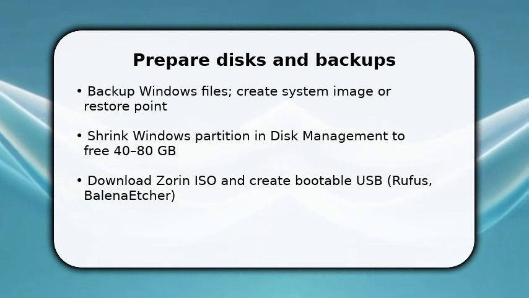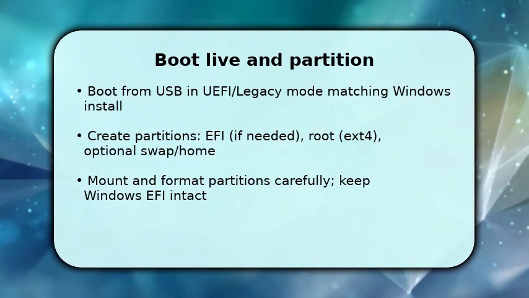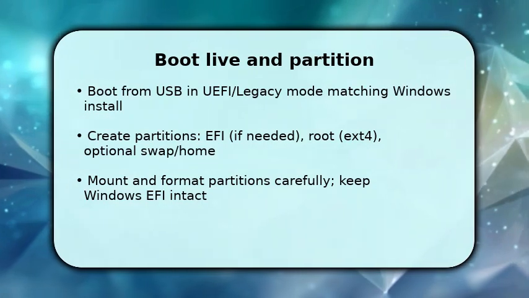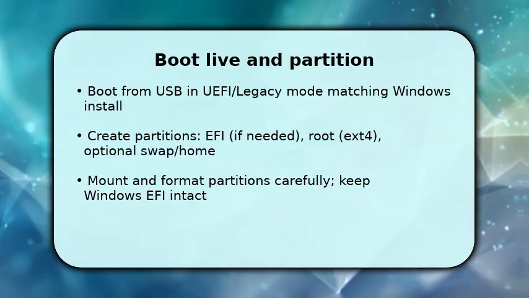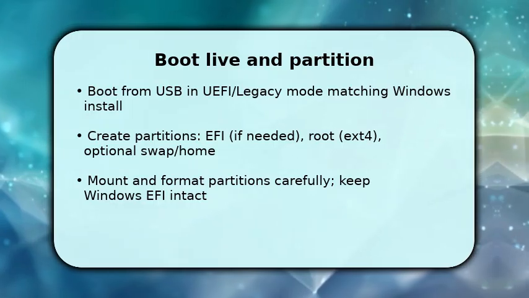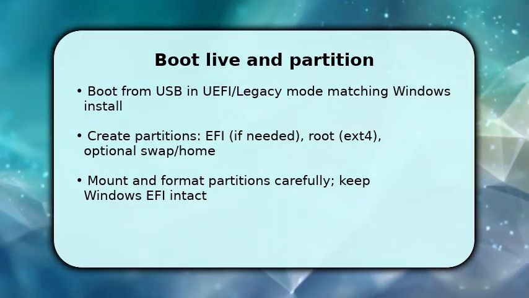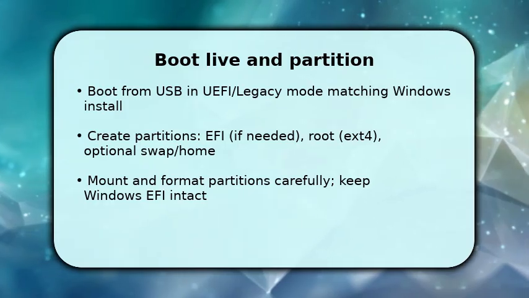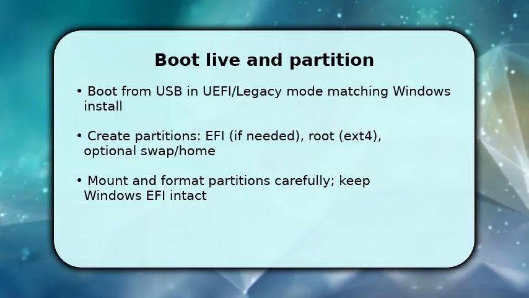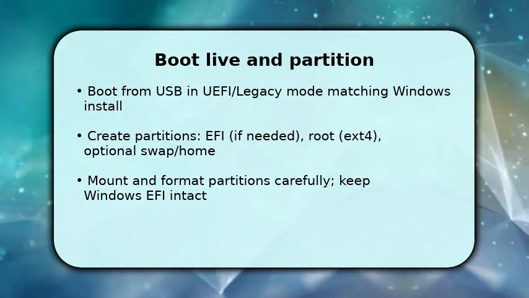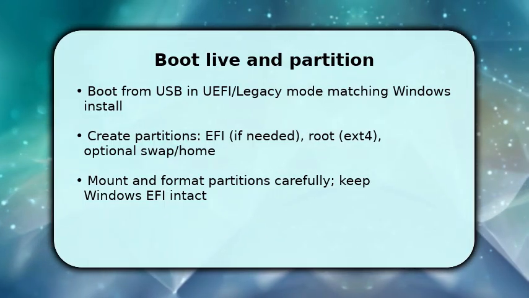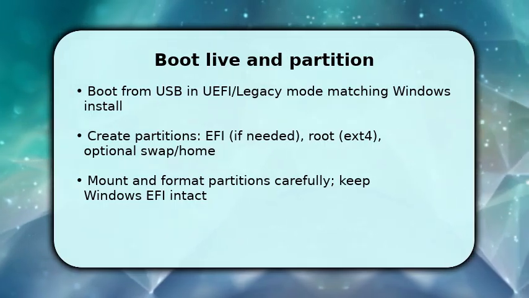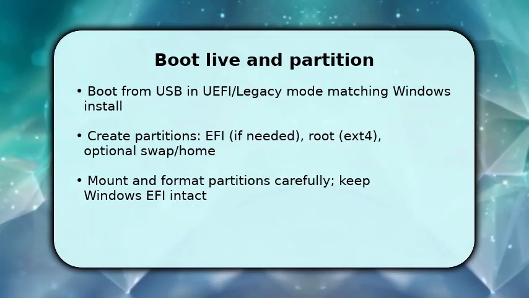You now boot the USB in the same firmware mode Windows uses, UEFI in most cases, because mismatched modes break the bootloader. Use GParted or the Zorin installer to create an ext4 root partition and optional swap or home. If Windows already has an EFI partition, do not format it. Just mount it as /boot/efi. Make sure the installer targets the new ext4 partition for Zorin. This partitioning choice preserves Windows and gives Zorin its own.